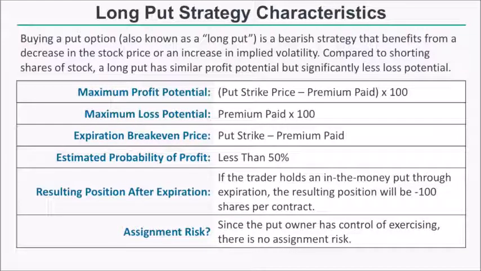Now, the resulting position after expiration depends on if the long put is in the money or out of the money. If the long put is in the money at expiration and you hold it through expiration, the resulting position will be negative 100 shares per contract. So that's a short stock position of 100 shares per contract, and you'll be selling those shares at the put's strike price. Now, in regard to assignment risk, the long put strategy has no assignment risk since you own the option and there are no short option components to the strategy.